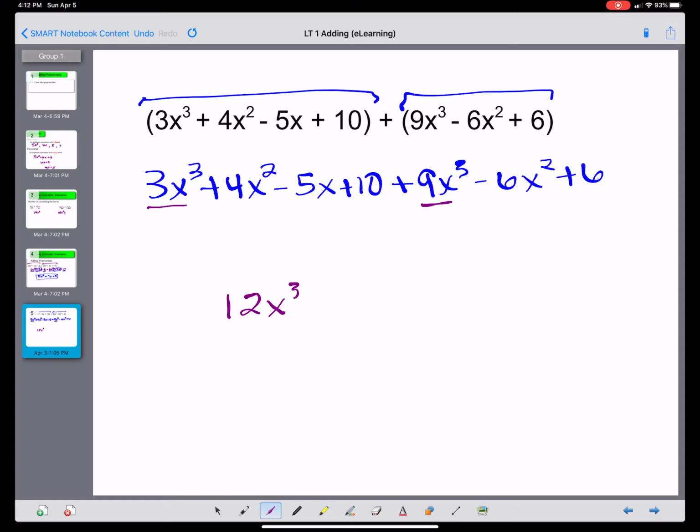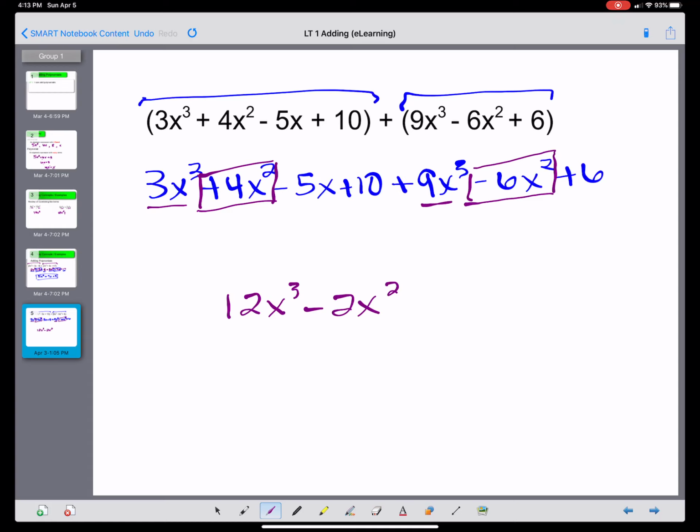Okay, and then I'm going to move on to the next one. I have plus 4x squared. I'm going to look for anything else that has an x squared. Well, I have this minus 6x squared with that. So I have 4 minus 6. Remember, add the coefficient. So positive 4 minus 6 gives me negative 2x squared.